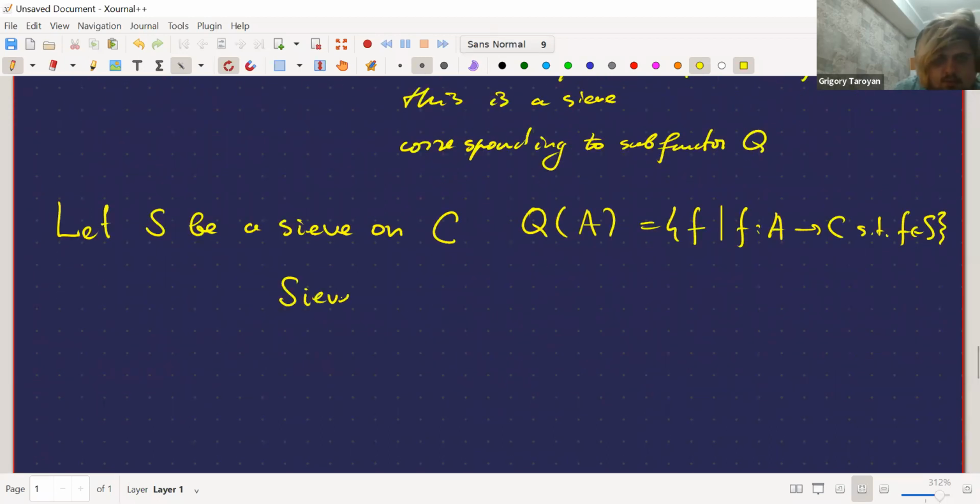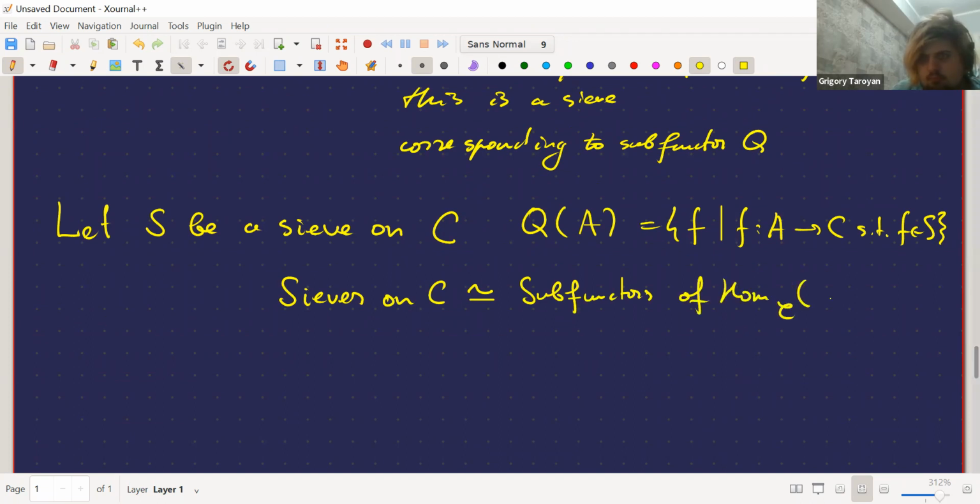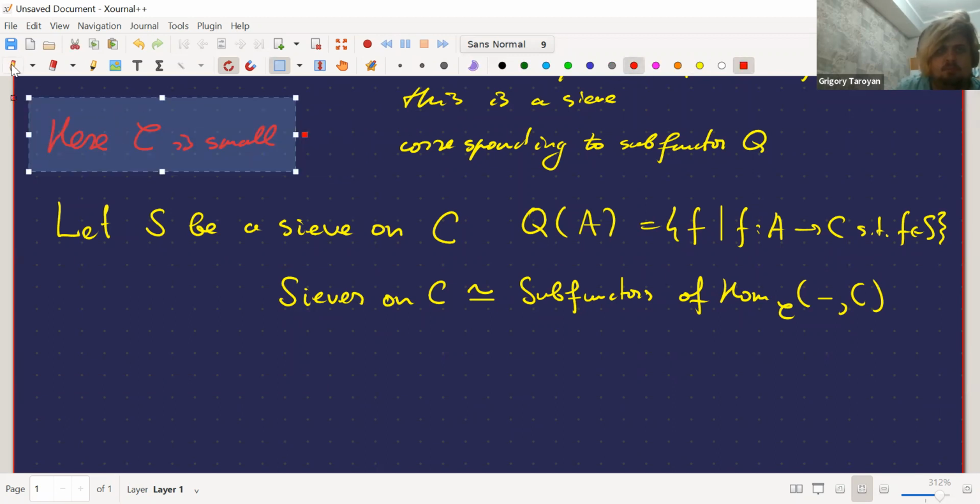So sieves on C are equivalent to subfunctors of the home functor. Of course, for everything to work here, we must assume that the category C is small, otherwise it is not clear why, for example, all morphisms that go into a fixed object form a set and not a class. But we can make such an assumption, so here C is small.